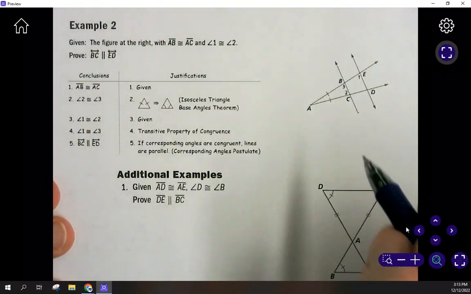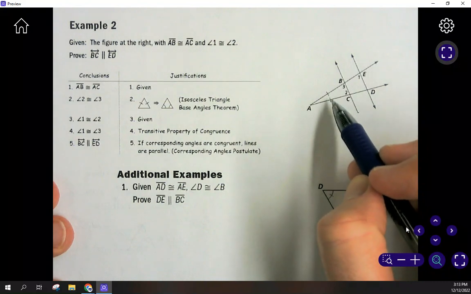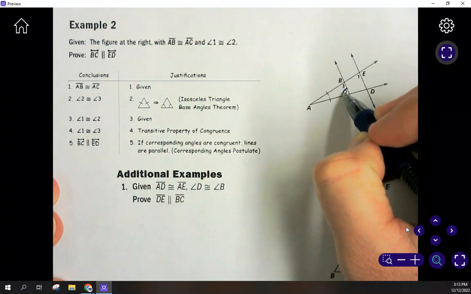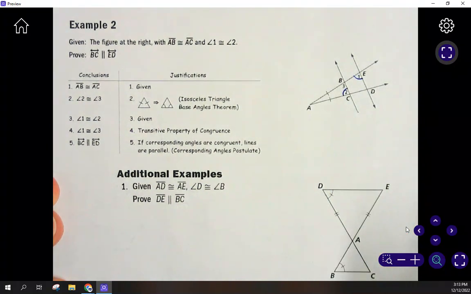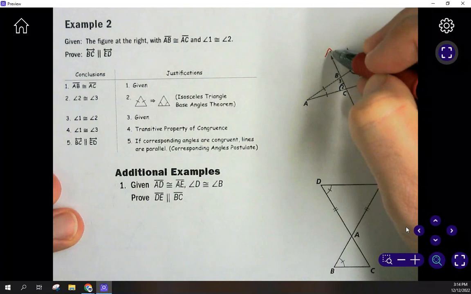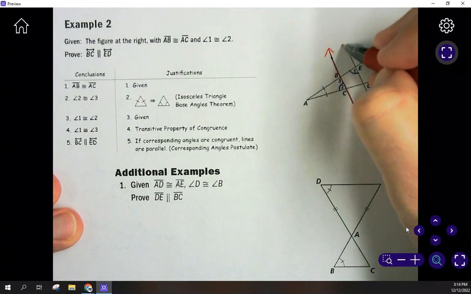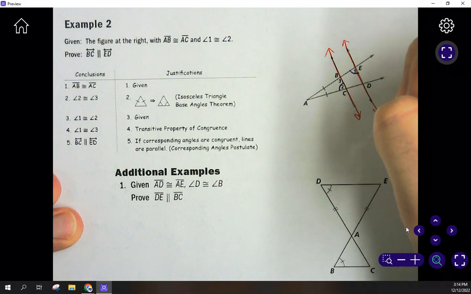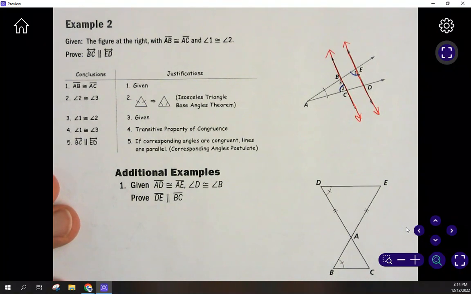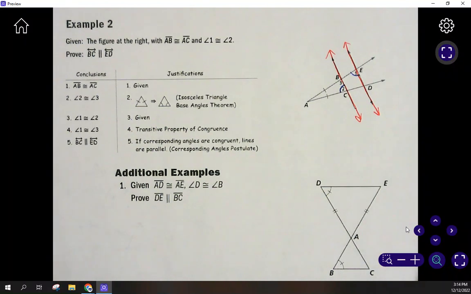So the figure at the right, AB is congruent to AC, that's marked. What's not marked is that angle 1 equals angle 2. I'm going to mark it. Angle 1 equals angle 2. We want to prove that this line right here, BC, is parallel to this line. And we know to prove that, we have to show that corresponding angles or alternate interior angles or alternate exterior angles are congruent. If we can show that, we can prove that those lines are parallel.